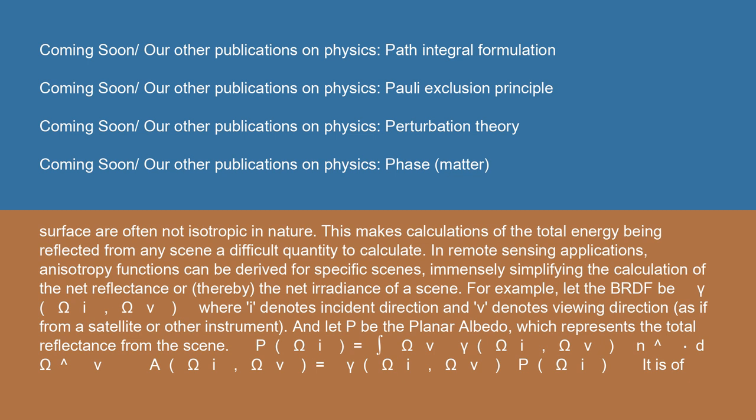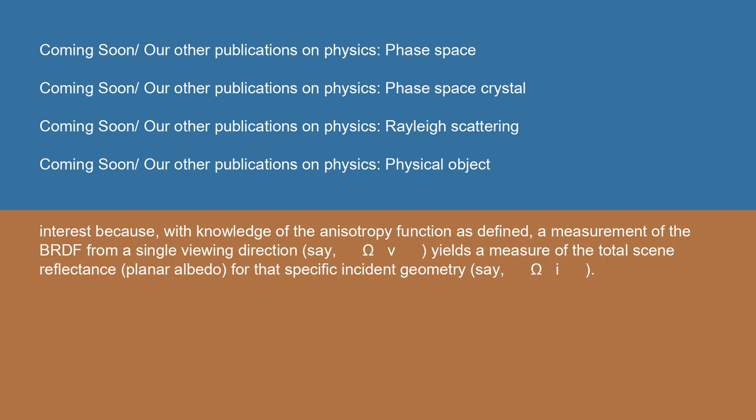For example, let the BRDF be gamma(omega_i, omega_v), where i denotes incident direction and v denotes viewing direction, as if from a satellite or other instrument. And let P be the planar albedo, which represents the total reflectance from the scene. P(omega_i) equals the integral over omega_v of gamma(omega_i, omega_v) d omega_v. A(omega_i, omega_v) equals gamma(omega_i, omega_v) over P(omega_i). It is of interest because, with knowledge of the anisotropy function as defined, a measurement of the BRDF from a single viewing direction, say omega_v, yields a measure of the total scene reflectance, planar albedo, for that specific incident geometry, say omega_i.